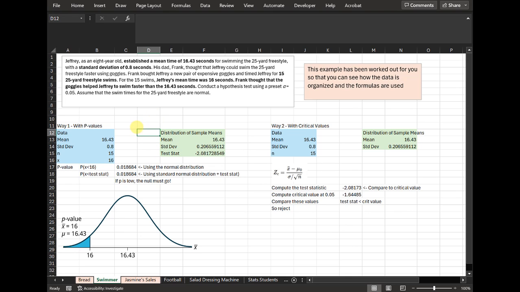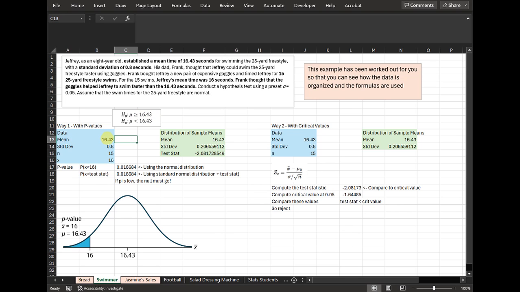Now, I don't have this in the spreadsheet that you have, but if you look at the slides or in the book, it's important to note what your hypotheses are, because this is everything that you're testing against. I talked about this in the previous tab, so you can always go back and watch that explanation, but just some highlights here. We want to figure out if he's actually swimming faster than this.